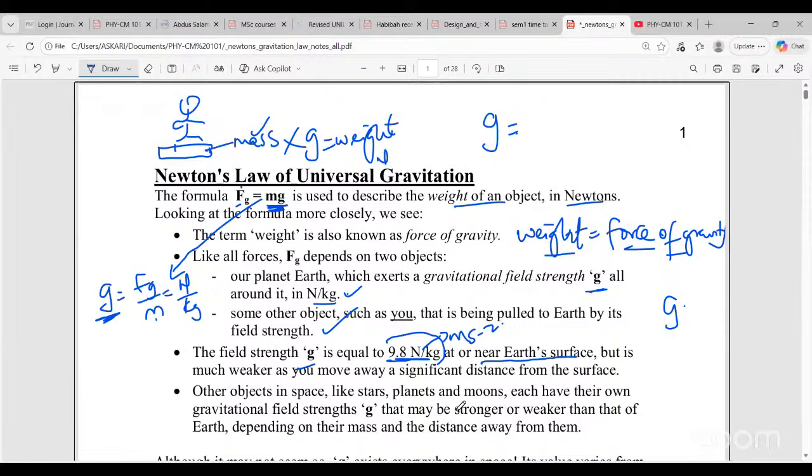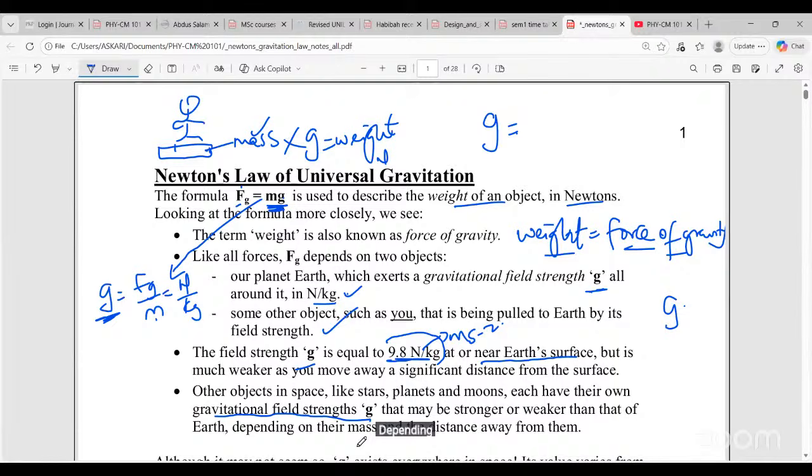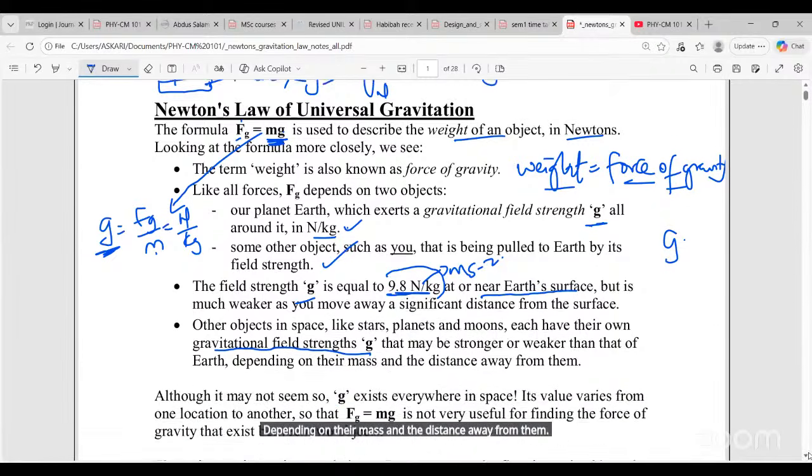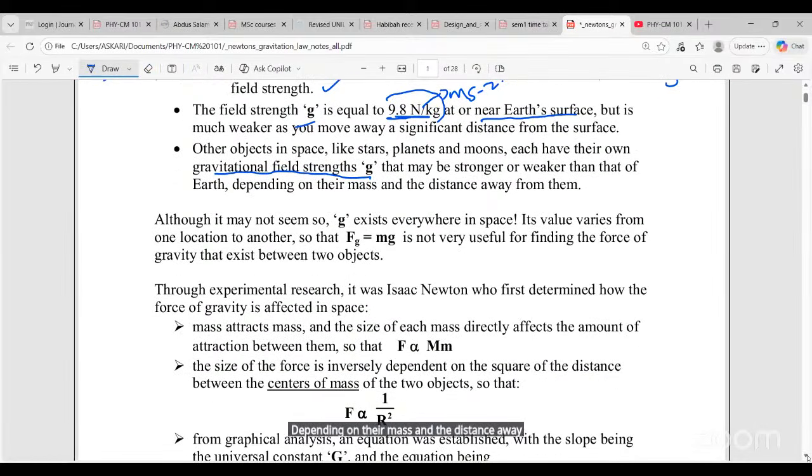Other objects in space, like the stars, planets, and moons, each have their own gravitational field strength, G. That may be stronger or weaker than that of the Earth, depending on their mass and the distance away from them.